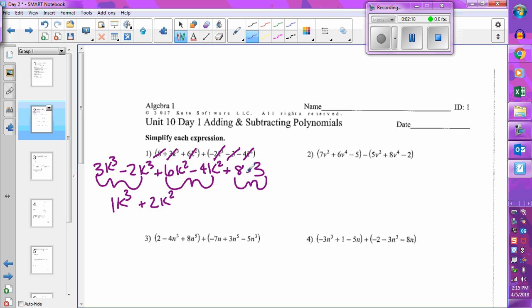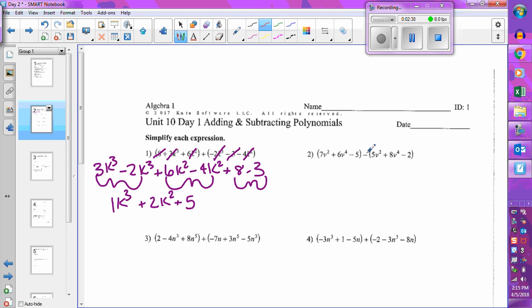And then I have a positive 8 and a negative 3. So if I have $8 but I owe someone $3, I have $5 left over. And so this is your answer, okay? We're going to work on a subtraction one.